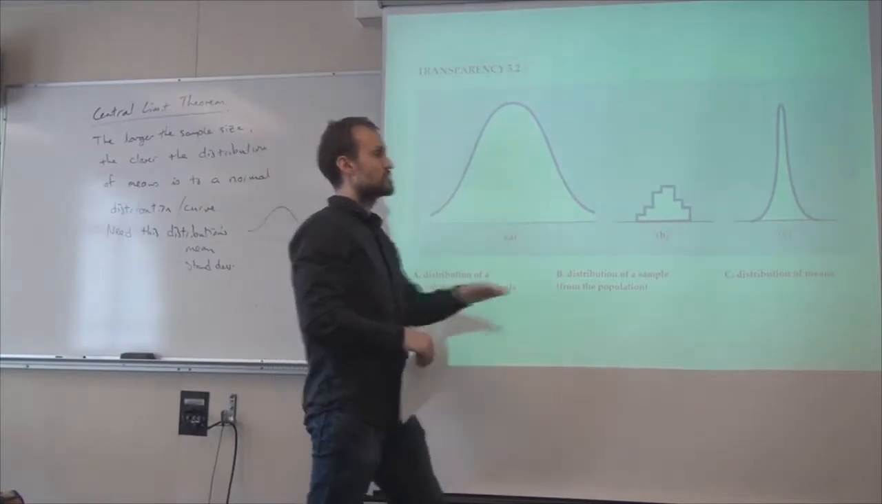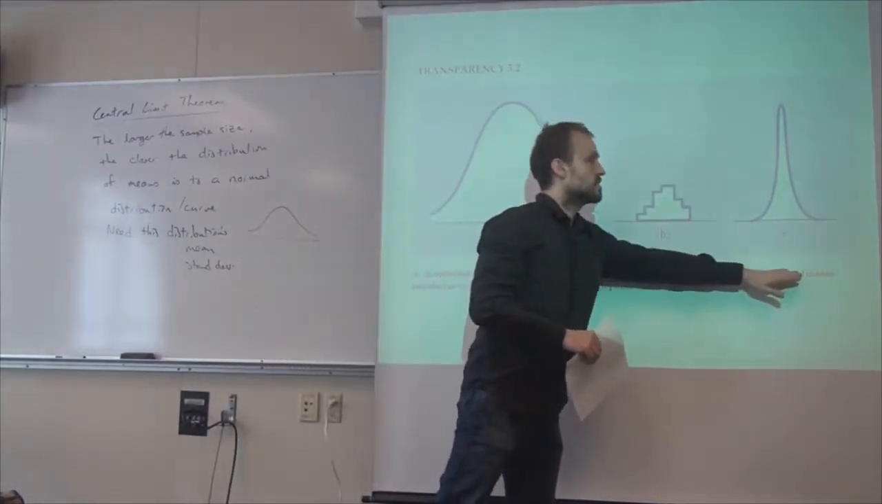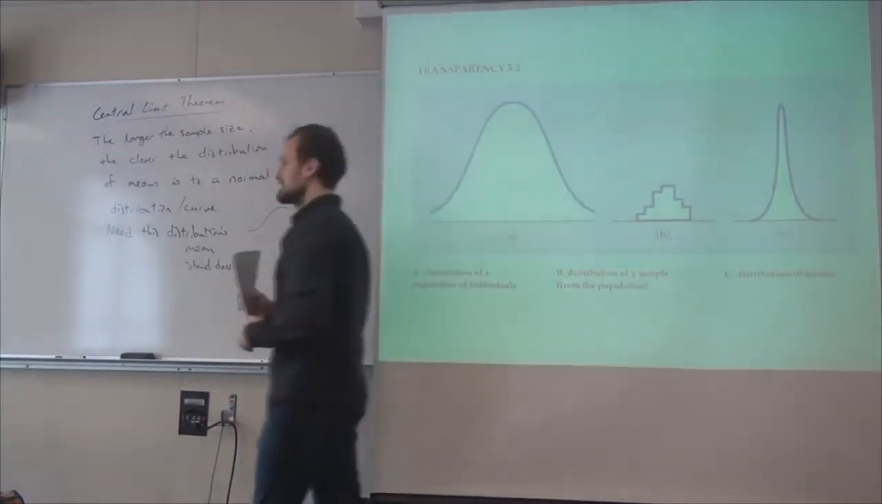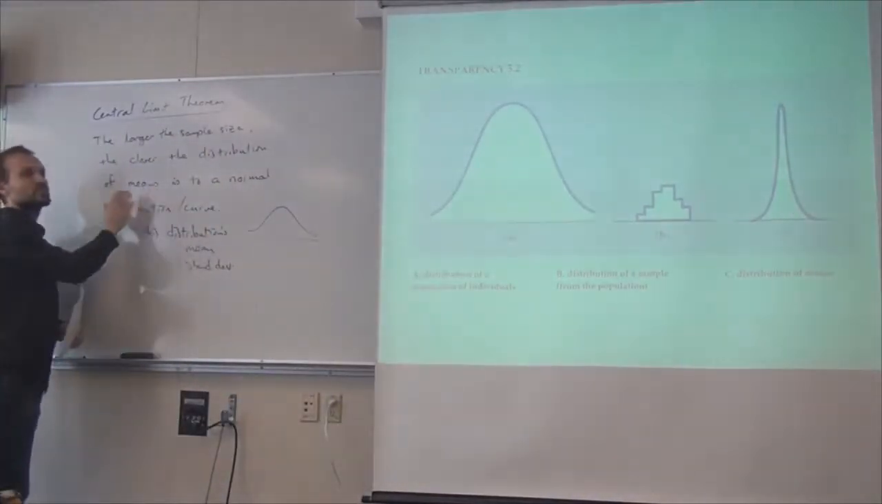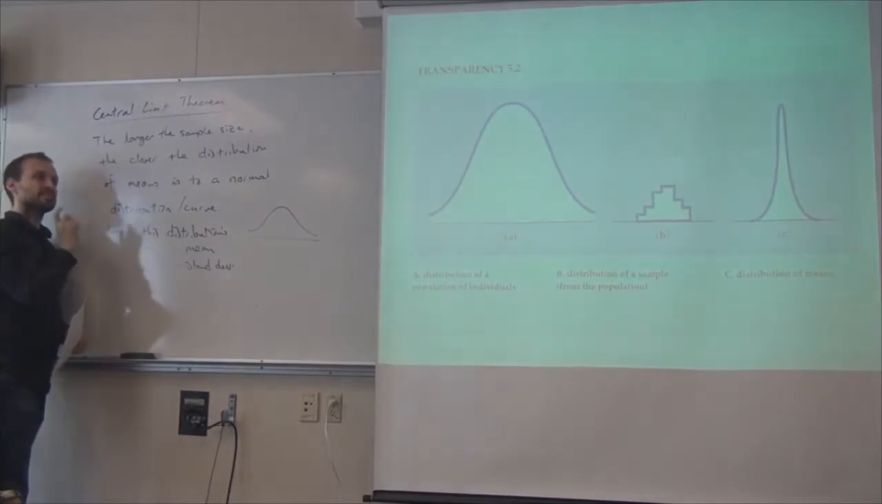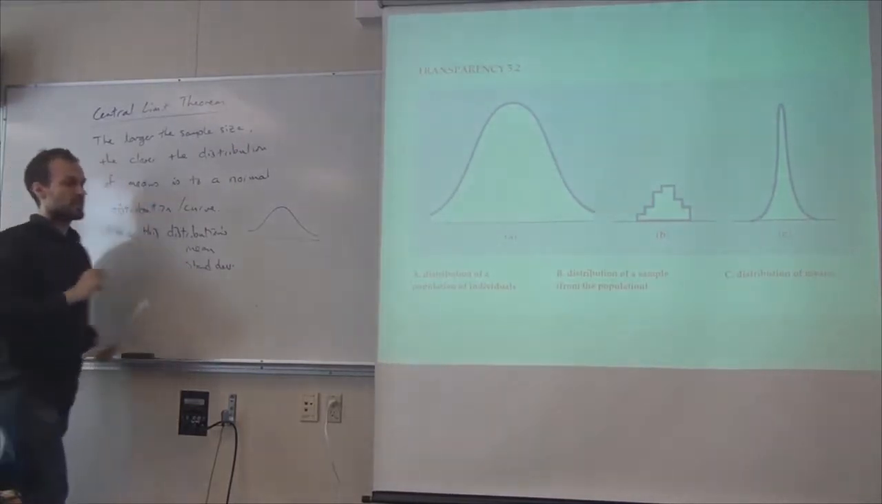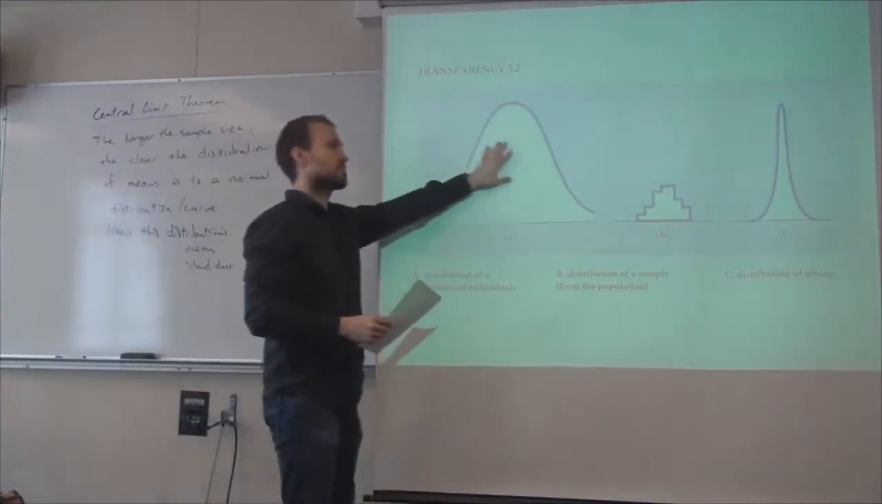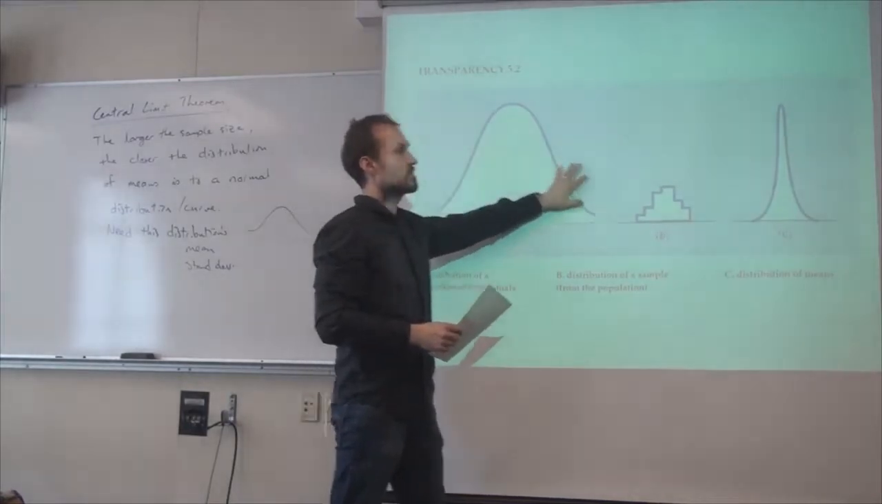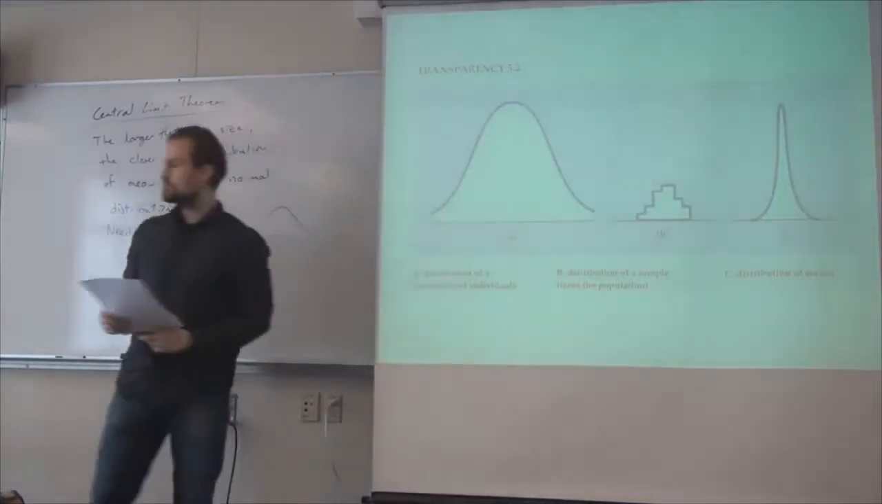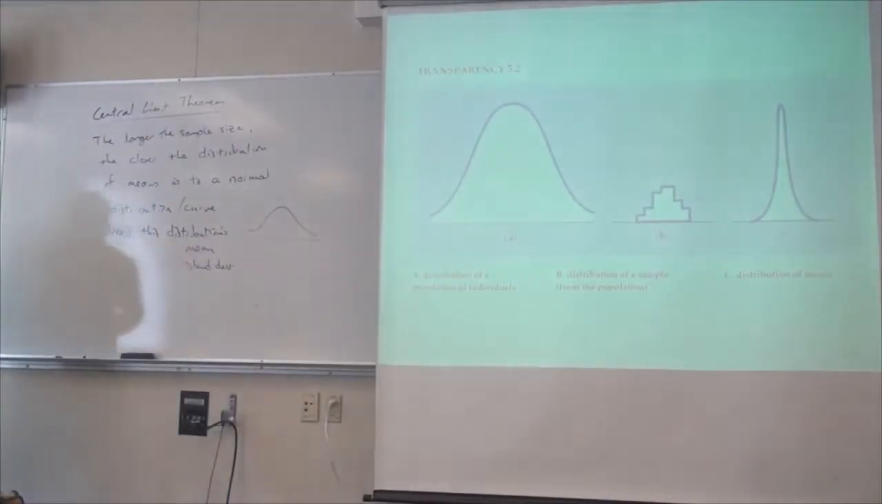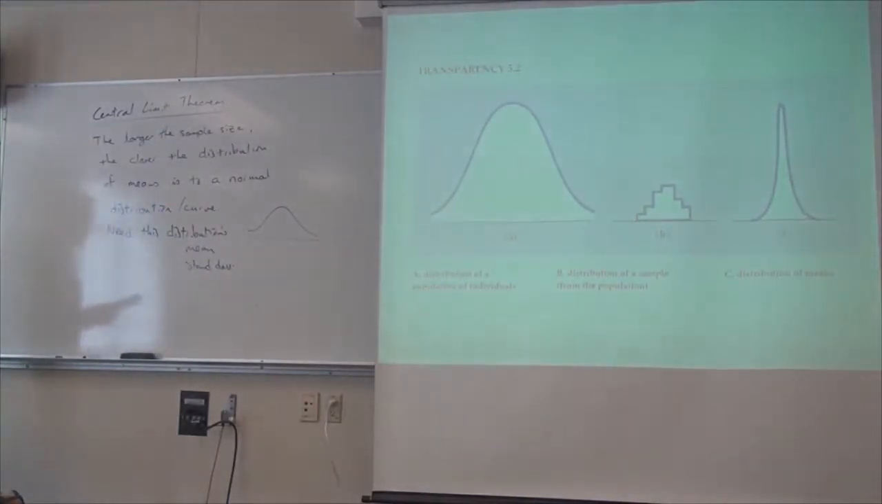When I look at the distribution of all sample means, that is also a normal distribution, but slightly different than the population. And in fact, this doesn't have to be normal. This could be something very different. This is still a normal distribution. That's what the central limit theorem is telling me.